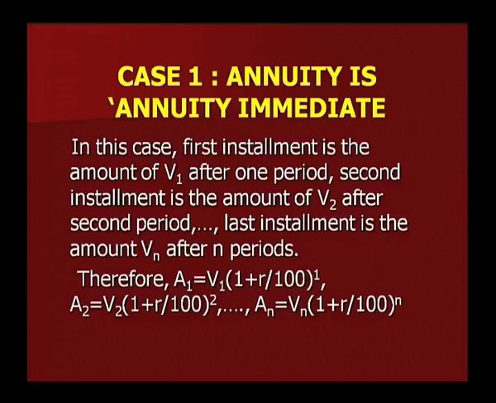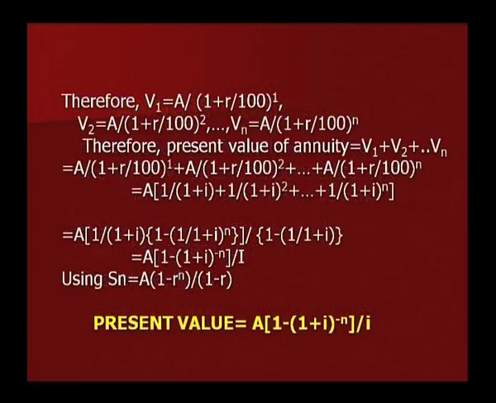Therefore, V1 = A/(1 + r/100)^1, V2 = A/(1 + r/100)^2, and so on. Vn = A/(1 + r/100)^n. Therefore, present value of annuity is equal to V1 + V2 + and so on + Vn, which is A/(1 + r/100)^1 + A/(1 + r/100)^2, and so on.